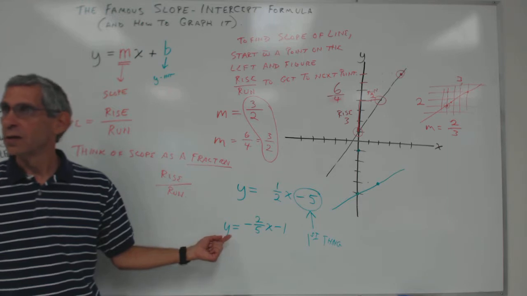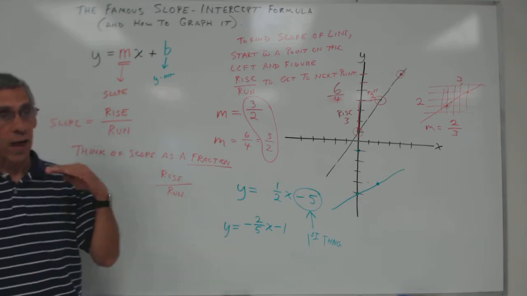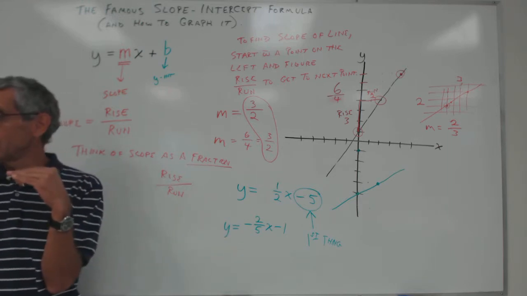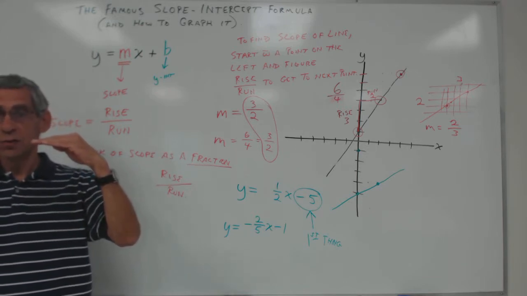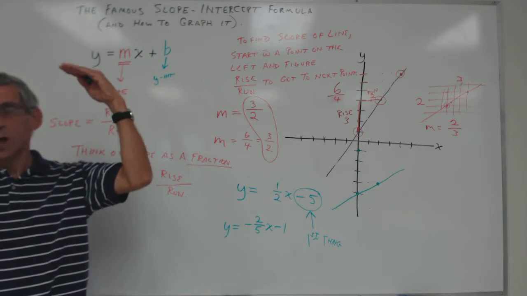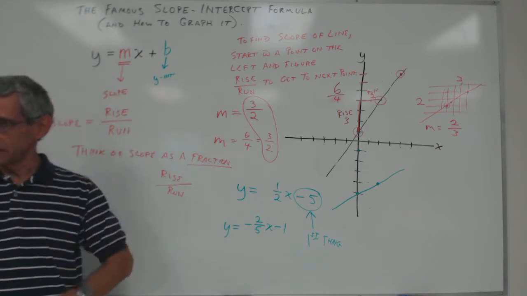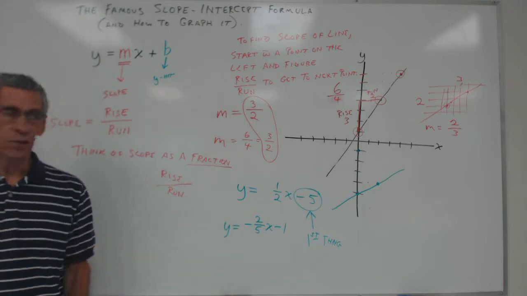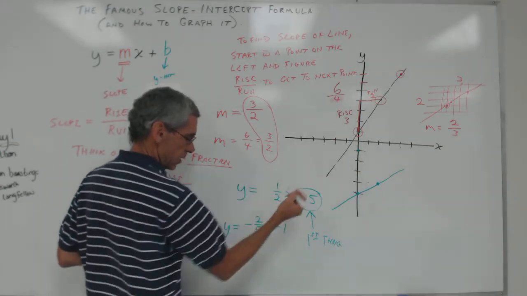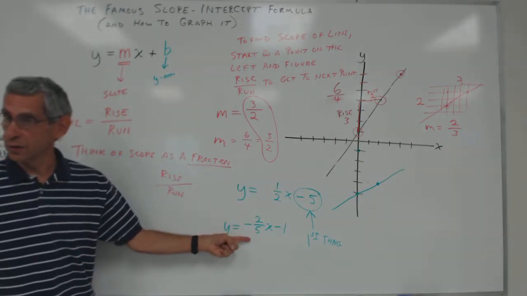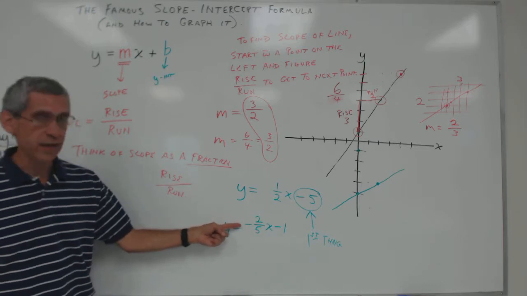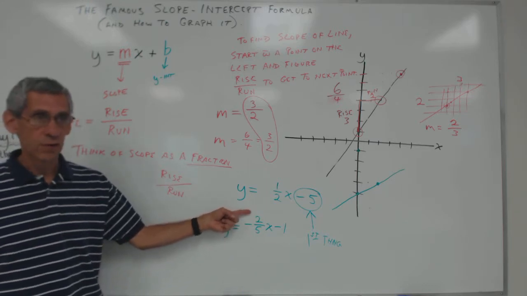Does that mean you would go down? If I'm right here and I say rise -2, would you go up? No, you go down. A negative rise means you go down. So from this point, I am going to fall 2 and run 5. Do you agree with me? When it's negative, the rise becomes a fall.